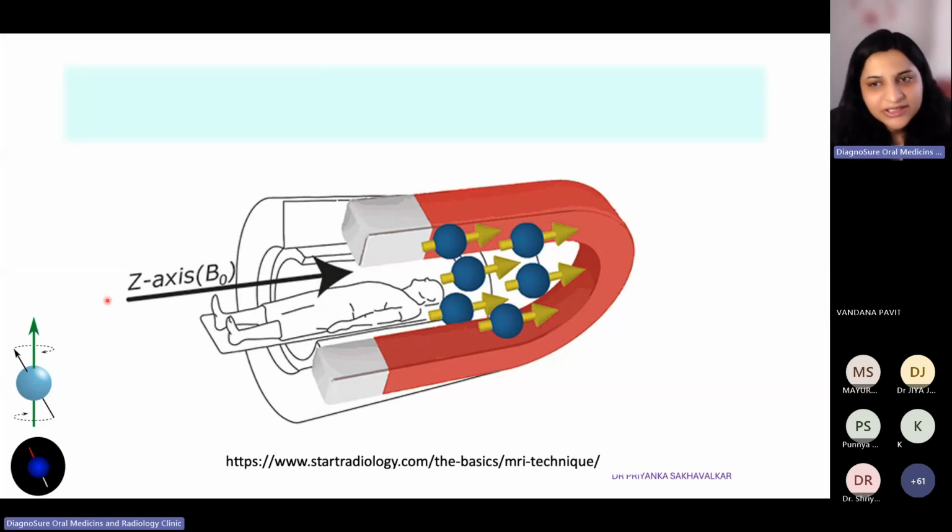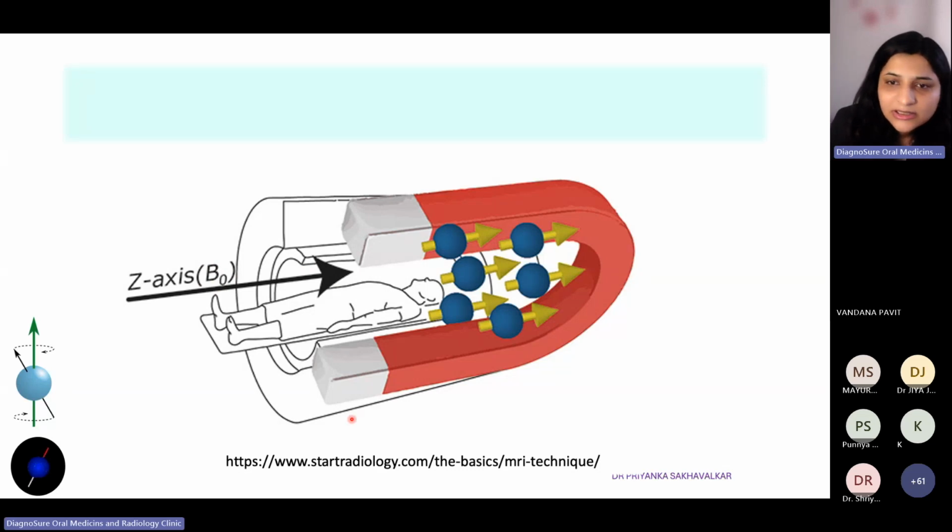Now, when a patient enters the MRI scanner, so this is the MRI scanner, and this is the patient. The hydrogen protons in the body align with the magnetic field generated by the scanner. Most of these protons align parallel to this strong magnetic field, which runs along the length of the patient's head. We call it the Z-axis, typically from head to toe. This magnetic field is called B0.